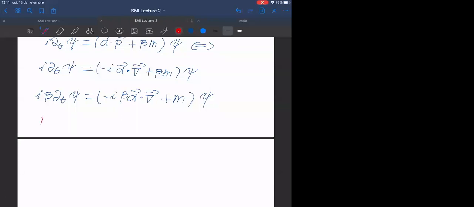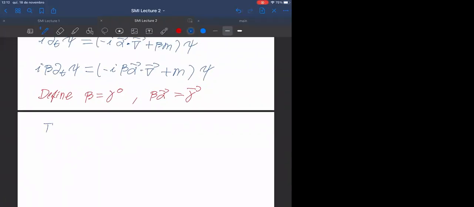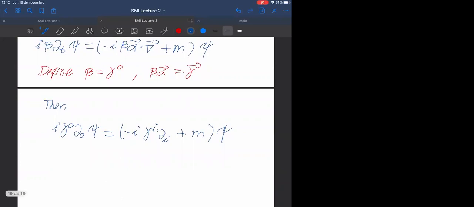And we can define beta equal to gamma 0, something that we are going to call gamma 0, and beta alpha to gamma i. And it follows, finally, that i gamma 0 ∂0 psi is equal to minus i gamma i ∂i plus m psi. So we can bring it all to one side.